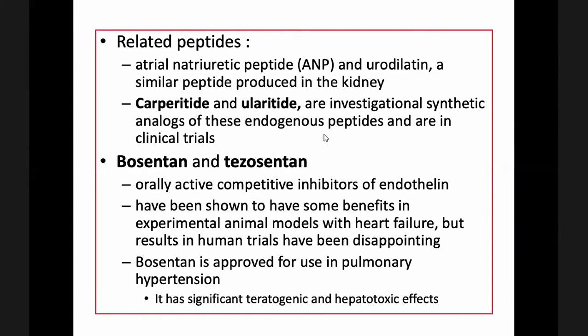Your bosentan and tezosentan are orally active competitive inhibitors of your endothelin. They have been shown to have some benefits in experimental animal models of heart failure, but results in human trials have been disappointing. Bosentan is approved only for use in pulmonary hypertension. It has significant teratogenic and hepatotoxic effects.